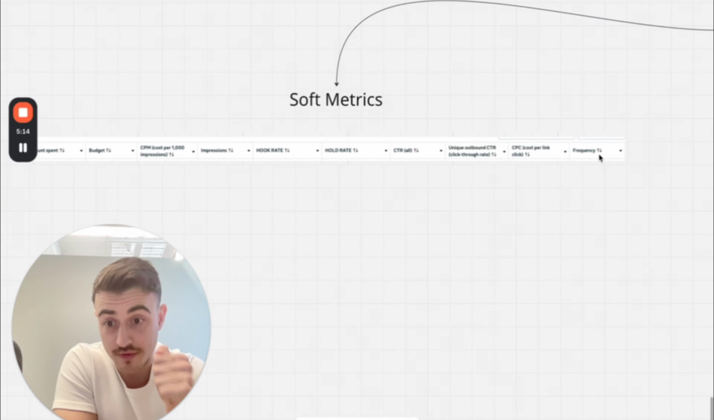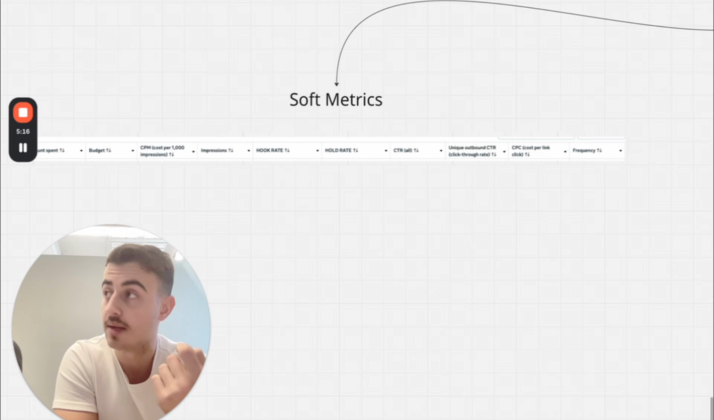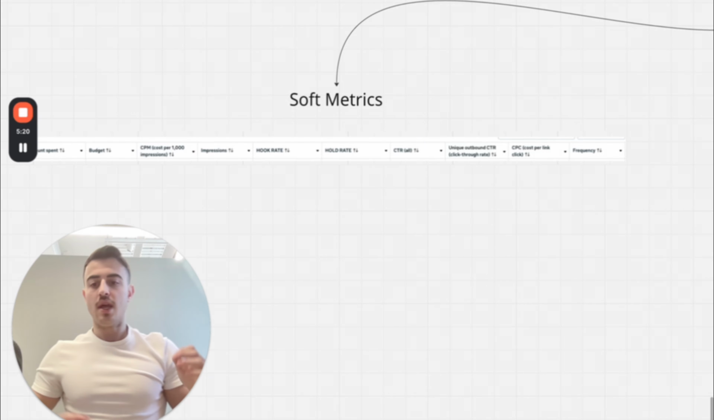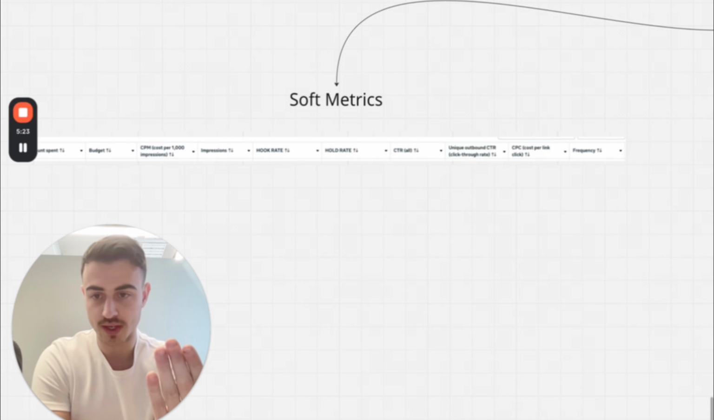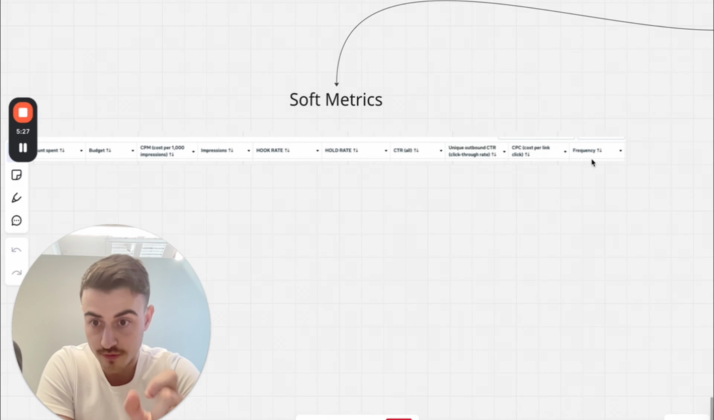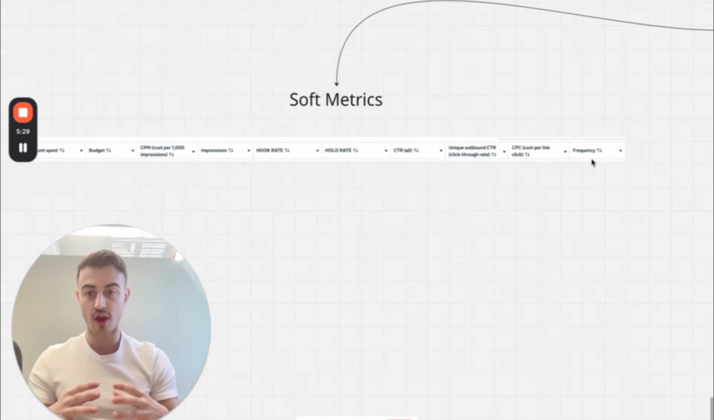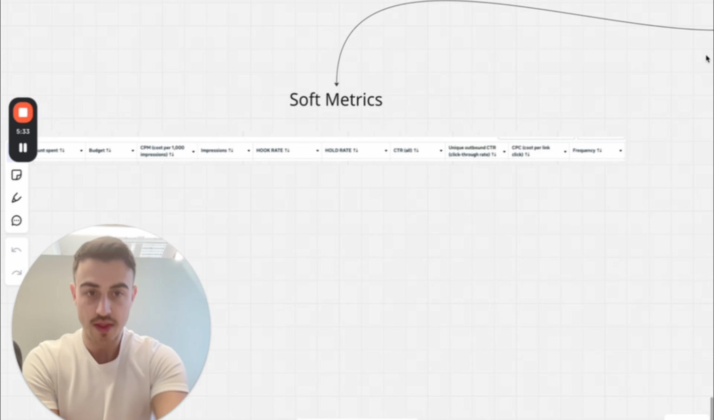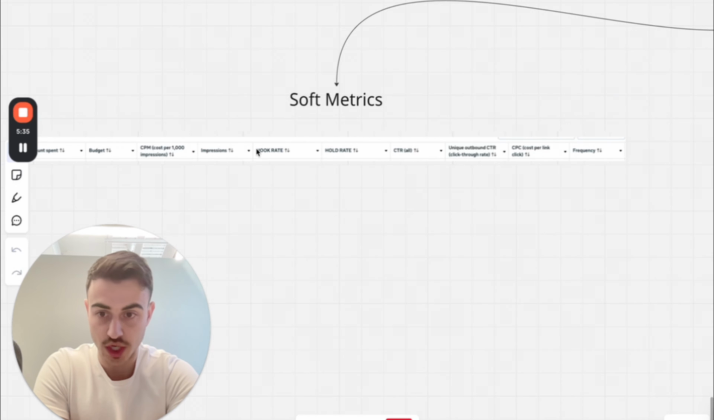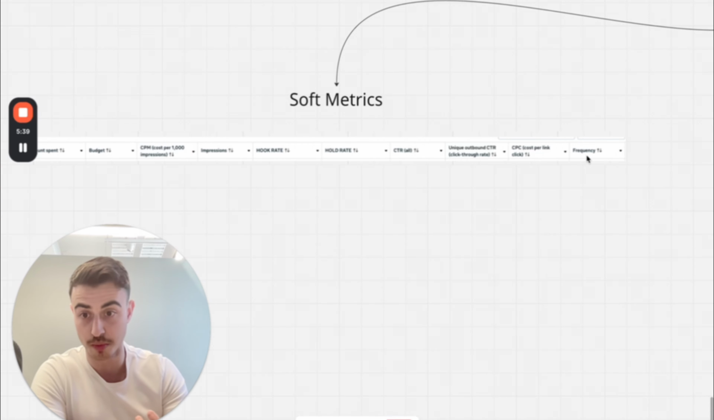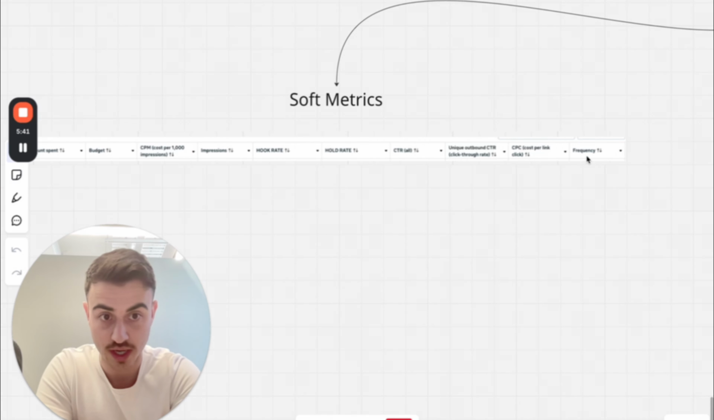Okay. Now, this is an important one. If your frequency is above 2.5 - frequency is how many times someone sees your ad on average - you don't want this above 2.5. If it's above 2.5, then your audience is being saturated, okay, and they're consistently seeing the same ads, which means that all of these will go to shit. So your frequency should never be above 2.5. If it's above 2.5, you need new ads. That's an indicator that you need new ads.